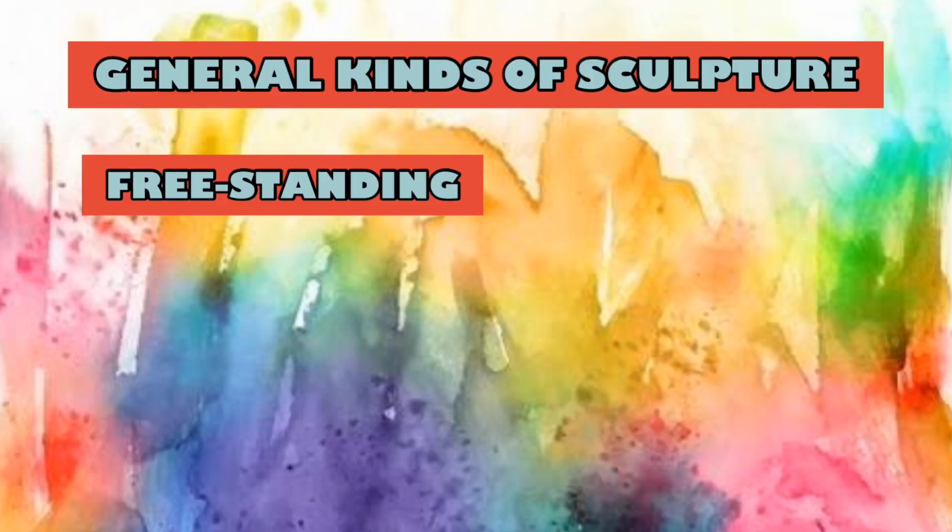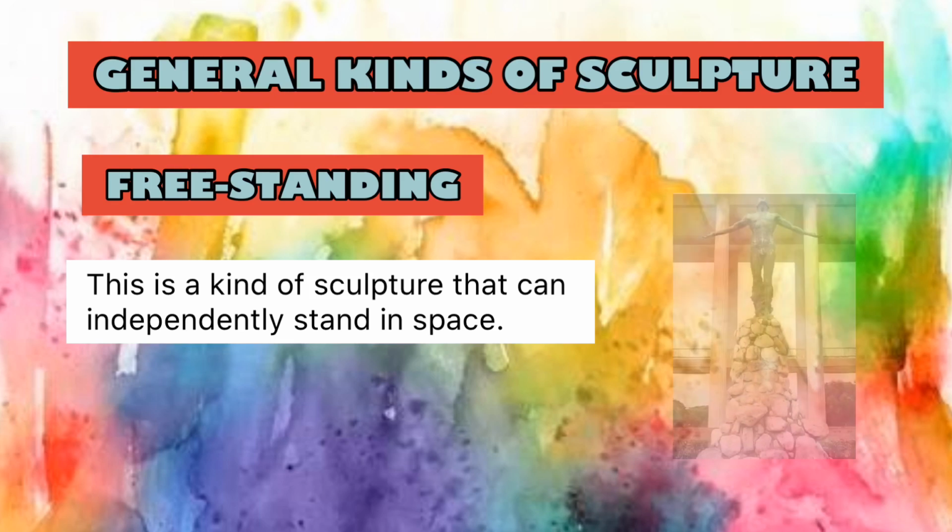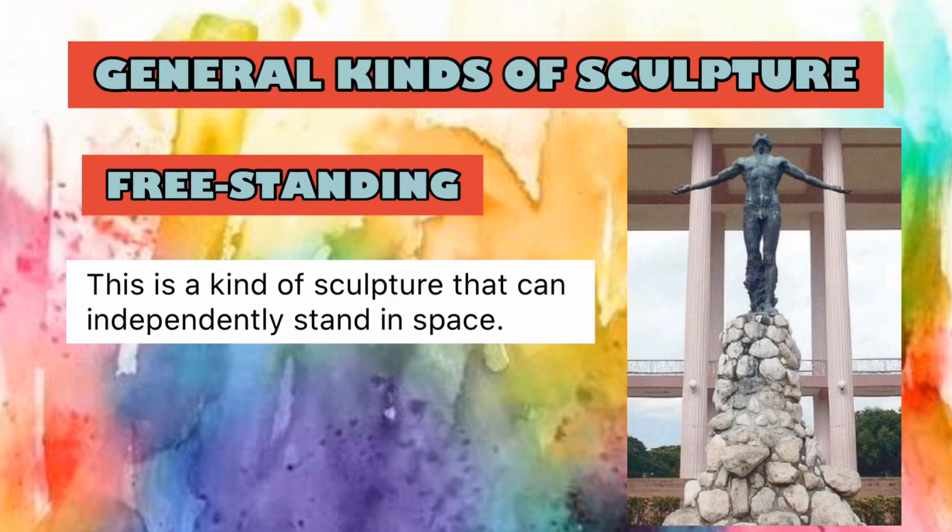First is the freestanding. This is a kind of sculpture that can independently stand in space. It can independently stand in space because it has a flat horizontal base. All its sides contribute to the overall form of the sculpture. So an example of this kind of sculpture is Guillermo Tolentino's Oblation.